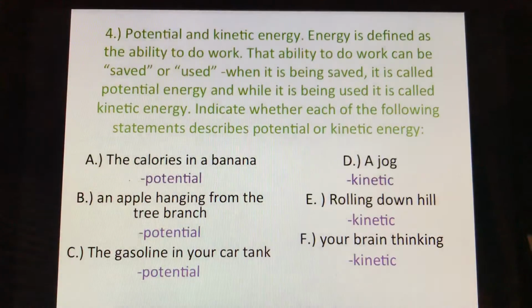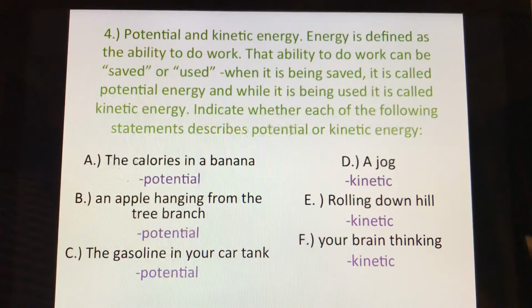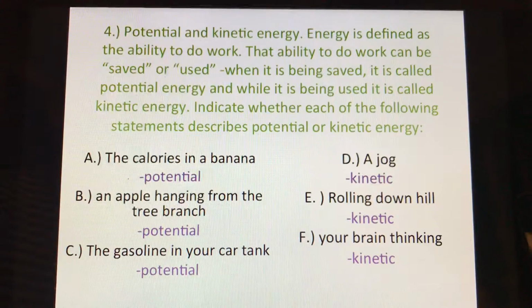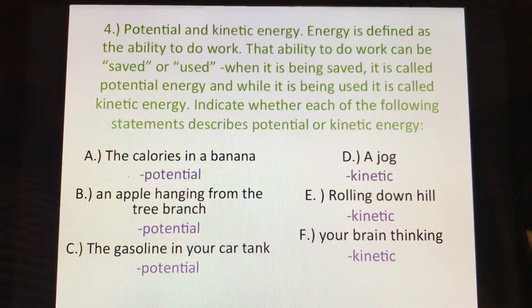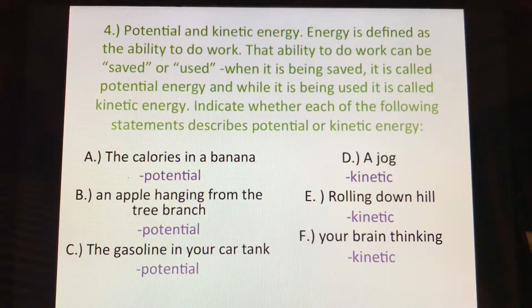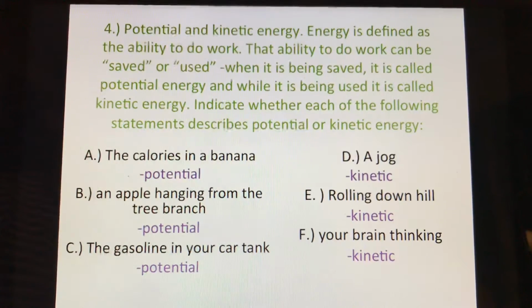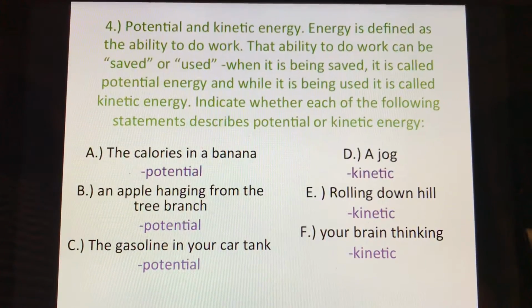For number 4, potential and kinetic energy. Energy is defined as the ability to do work. That ability to do work can be saved or used. When it is being saved, it is called potential energy, and while it is being used, it is called kinetic energy. We have to indicate whether each of the following statements describes potential or kinetic energy.